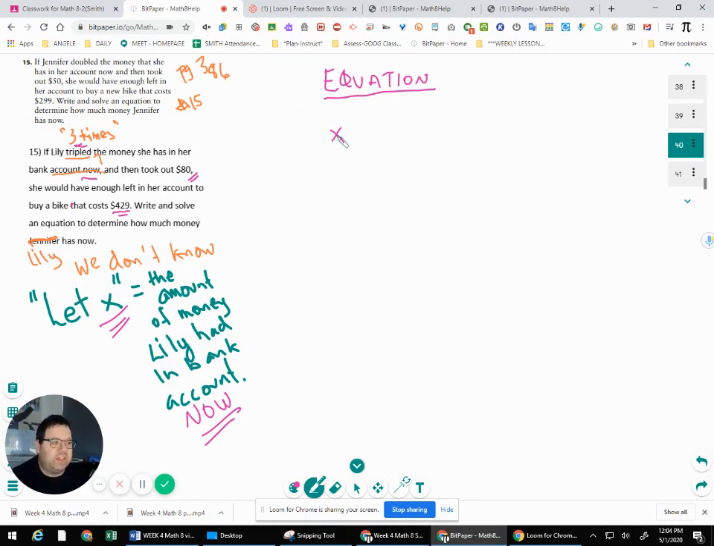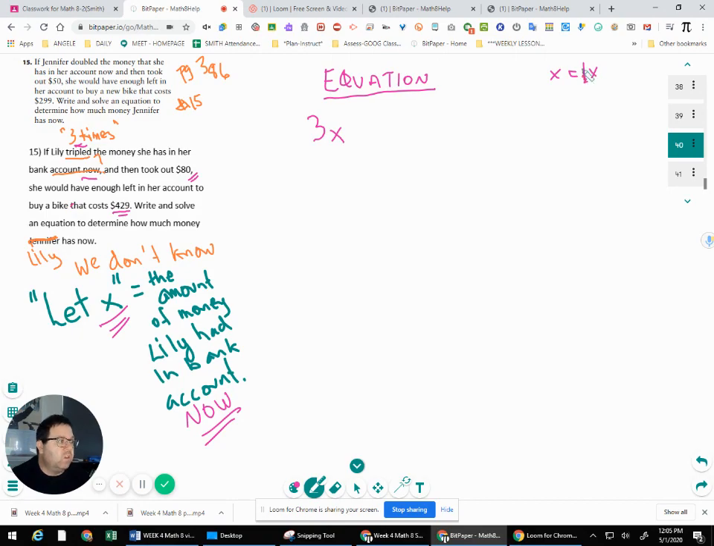So she started with X amount of dollars. She tripled it. Lily tripled it. So why don't we just attach or glue 3 as a coefficient to X? Because this number always implies multiplying, right? The coefficient of X is always multiplying. Even if it was a fraction, even if it was a decimal, doesn't matter. X by itself means 1X, 1 times X.